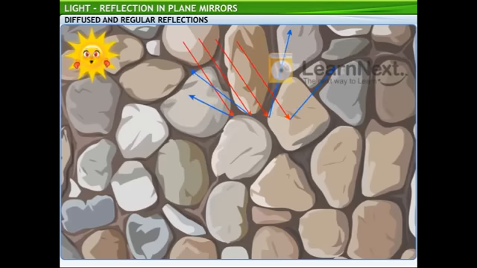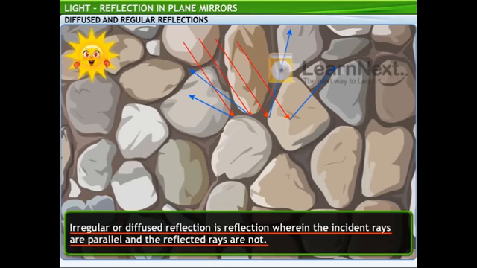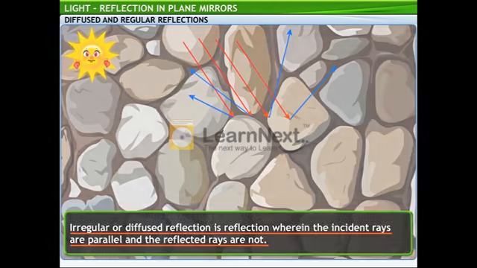That's because light rays incident on surfaces like a wall are parallel, but the reflected rays are not. This happens because the surface of the wall is irregular. The reflection from such irregular surfaces is called irregular or diffused reflection.